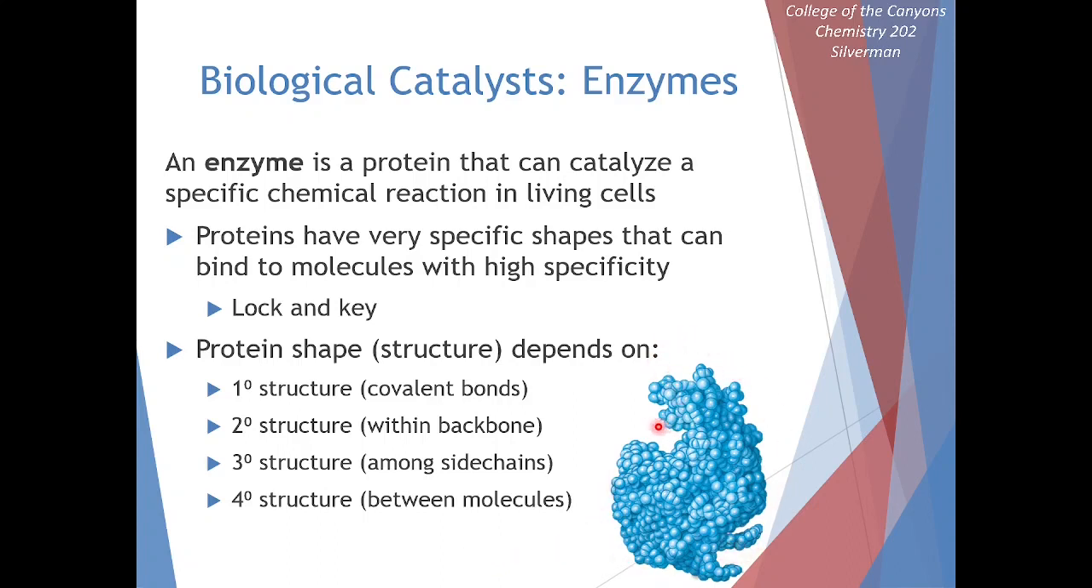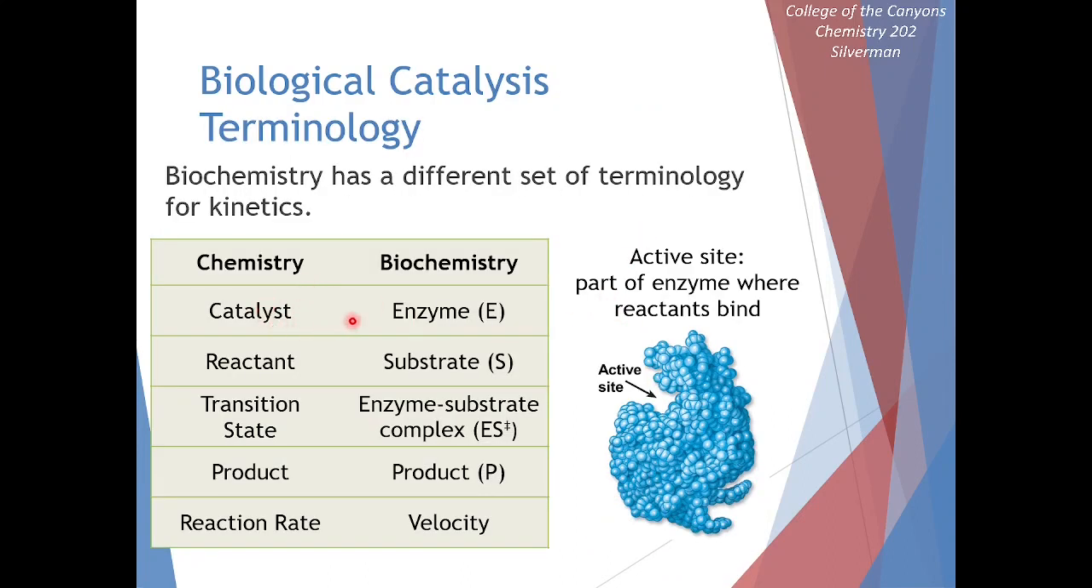functional protein molecules. Our terminology here: The catalyst in our reaction is known as an enzyme. Our reactants can be known as substrates. That transition state that we form is an enzyme substrate complex, ES with this double dagger symbol. Our product is still the product, but the reaction rate might be called the velocity. Otherwise, same kinetics, just different terminologies.